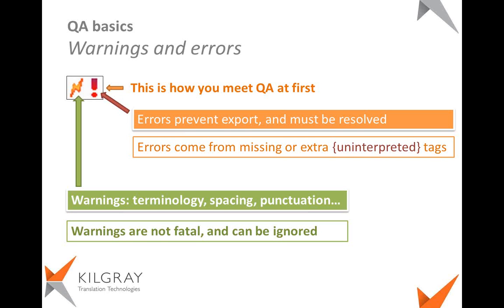So most of the issues come to you as warnings, like terminology, spacing, punctuation, or inline tags that are also about formatting or document structure, missing or in the wrong order. But still, the warnings are not fatal. That means that MemoQ will allow you to export the document even when there are QA warnings. But of course, in that case, you should expect that some sort of problems will remain in the exported document, but it is very unlikely that the exported document will be invalid.